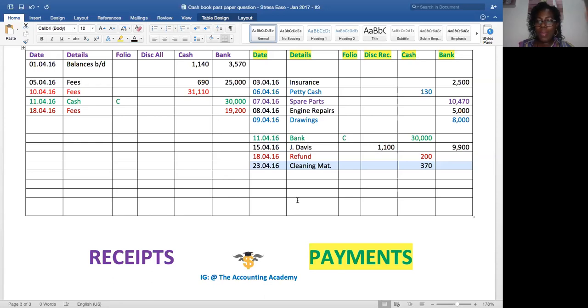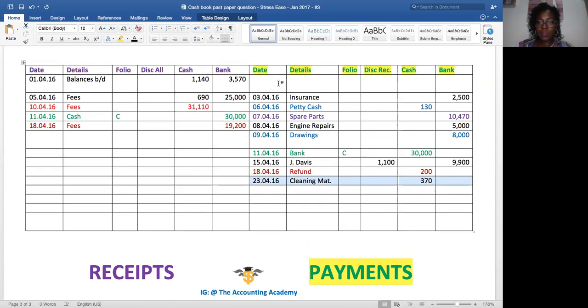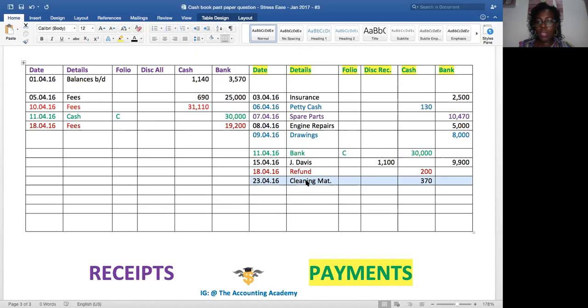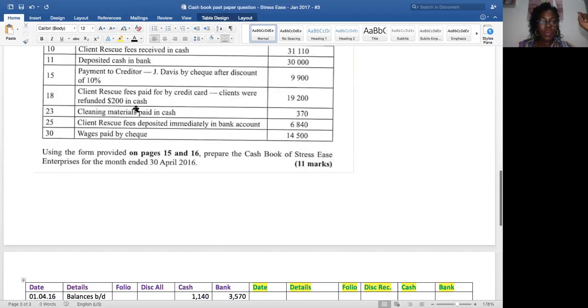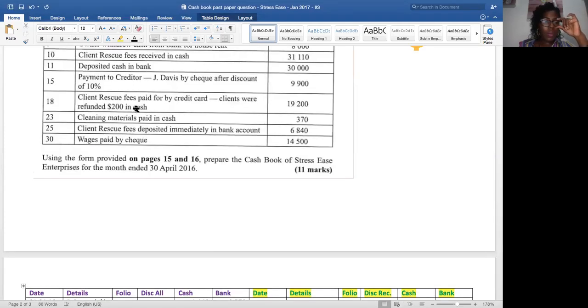Once you're making a payment, it has to be recorded on the credit side of your cash book, which is the right-hand side of your cash book. All right, so there you go. You have your payment for cleaning materials recorded in black, and it was paid by cash, so your 370 goes underneath the cash column. We're almost to the end, so bear with me.